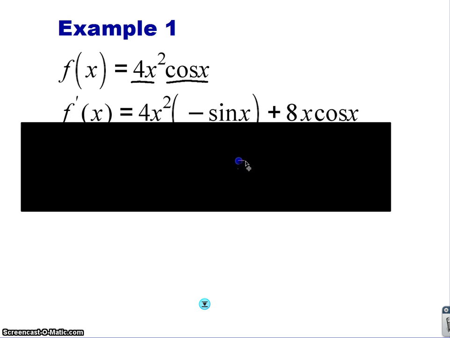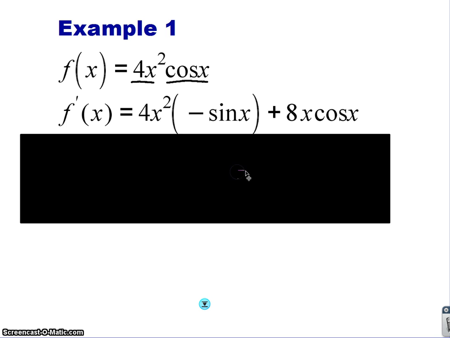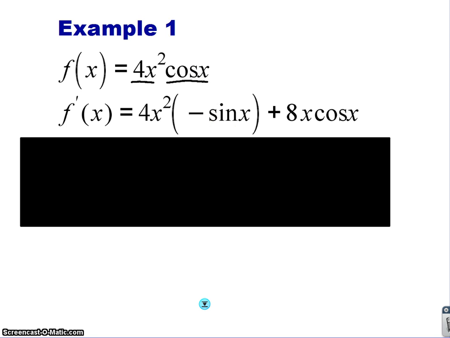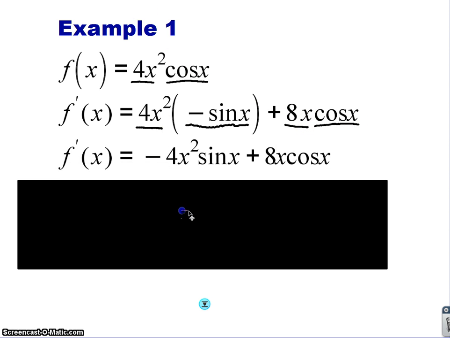So there's our first step of the derivative. I want you to take notice of some things. If you notice, 4x squared remains the same here. What is happening to get this negative sine x? What is happening to get this 8x? And if you notice, this cosine x remains the same. And then we simplify it to that. So take a moment and see if you can figure out how the product rule is applied right here in order to get the derivative of 4x squared cosine x.